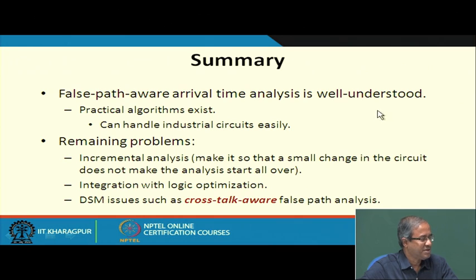So, to summarize, false path aware analysis is important, and this is quite well understood. Many practical algorithms exist. We just mentioned a couple of them. They can handle very large circuits quite easily because their computational complexity is not so high. The problems that need to be looked at are incremental analysis: if you make small changes in the circuit, do we have to do the analysis all over, or can we do some kind of incremental analysis? And logic optimization also, we usually do a lot of optimization. So, when you do optimization, can you integrate the same process within that?